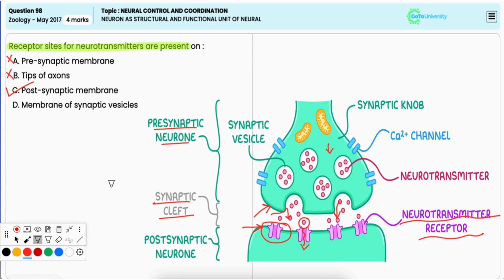Option D, membrane of synaptic vesicles. It is also incorrect because synaptic vesicles store neurotransmitters, but their membranes are involved in the release process, and that is the exocytosis, rather than having receptors for neurotransmitters.